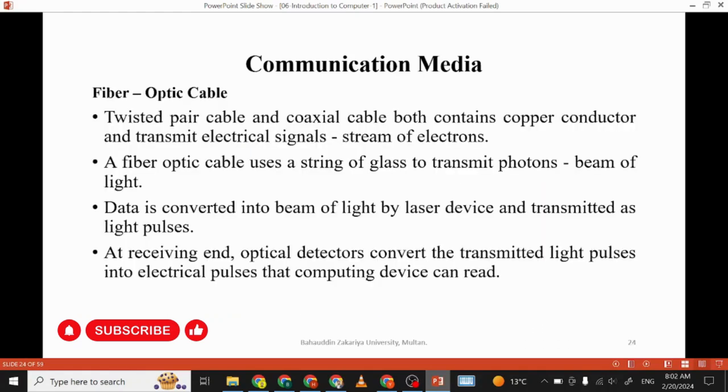Coaxial cable. Fiber optic cable. Twisted pair cable and coaxial cable both contain copper conductors and transmit electrical signals as a stream of electrons. A fiber optic cable uses strands of glass to transmit photons, beams of light. Data is converted into a beam of light by a laser device and transmitted as light pulses. At the receiving end, optical detectors convert the transmitted light pulses into electrical pulses that a computing device can read.